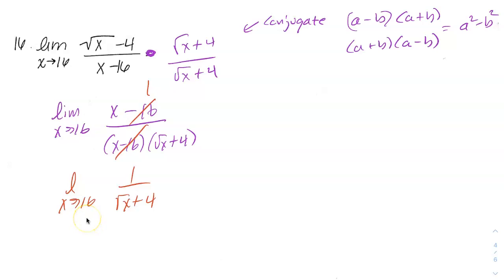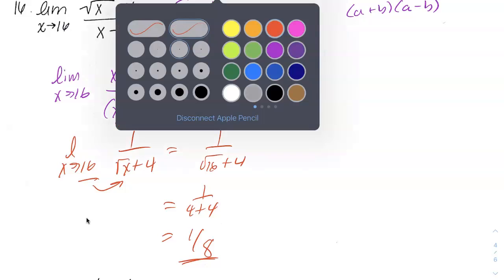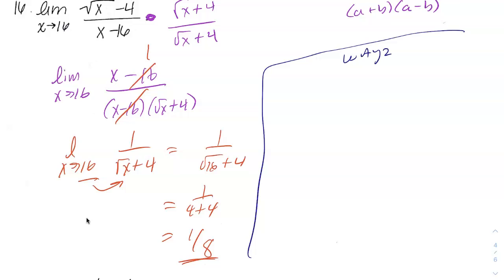Right, now I can plug in. We sub in the 16, and we get 1 over radical 16 plus 4. It's going to be 1 over 4 plus 4, or 1 over 8. So that's the first way you could do it. Alternate way of doing it, we'll do it over here. Way 2. So here's the limit as x approaches 16 of radical x minus 4 over x minus 16.